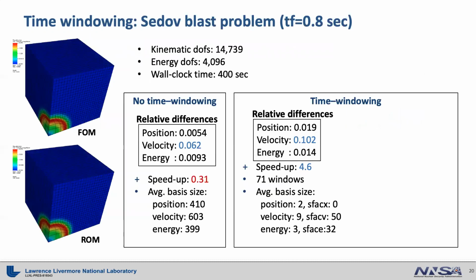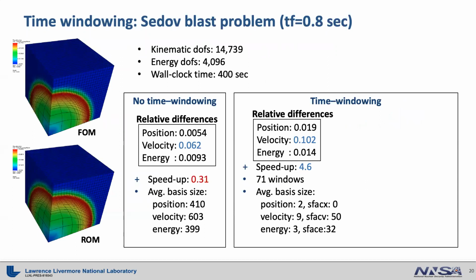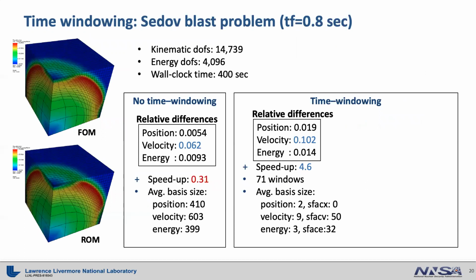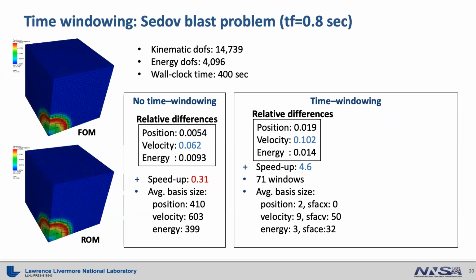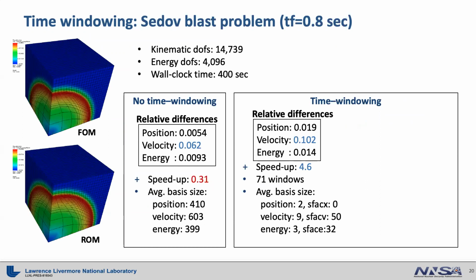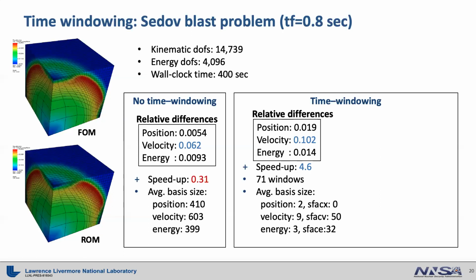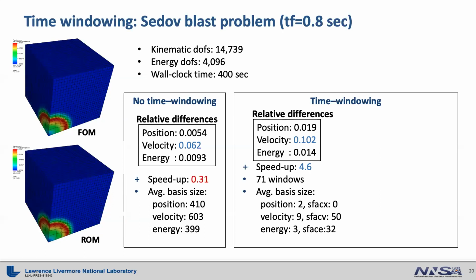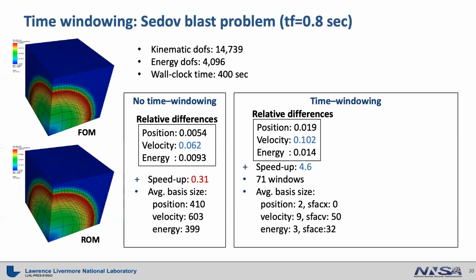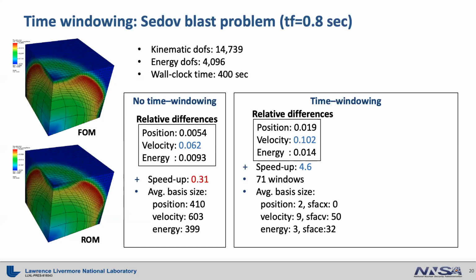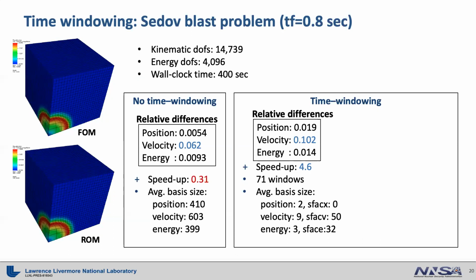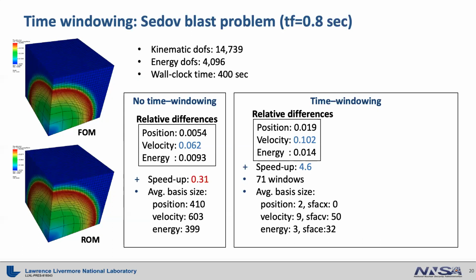Okay, we have applied the time-windowing reduced order model to a Lagrangian hydrodynamics Sedov blast problem, where the blast occurs at the corner and the shock is advected all over the computational domain. The full order model and its data are generated by the open source code Laghos. Check it out, it's pretty good code, it's on GitHub. The full order model has kinematic degrees of freedom of 14,000 and energy degrees of freedom of 4,000, and it takes 400 seconds for one full simulation. It's not bad, but with the reduced order model, we can do better.